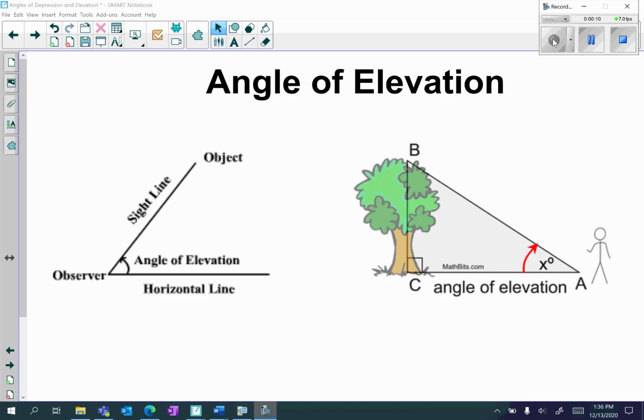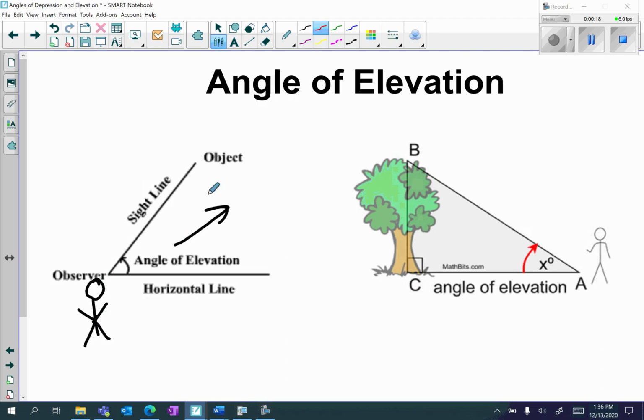Here are angles of elevation. So if you're an observer, your angle of elevation is when you're looking up. It's your line of sight. Notice this example to the right, where the person's standing there and their angle of elevation is looking up at the tree. Think of elevation as looking up.